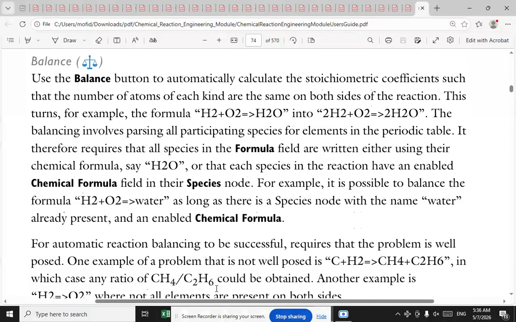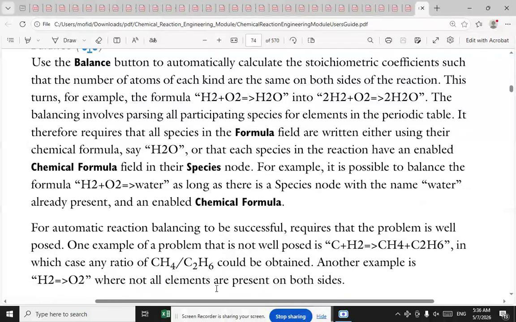Balance. Use the Balance button to automatically calculate the stoichiometric coefficients such that the number of atoms of each kind is the same on both sides of the reaction. This tells, for example, that the formula hydrogen plus oxygen, one-directional, gives water: two atoms of hydrogen and one of oxygen will give two molecules of water.